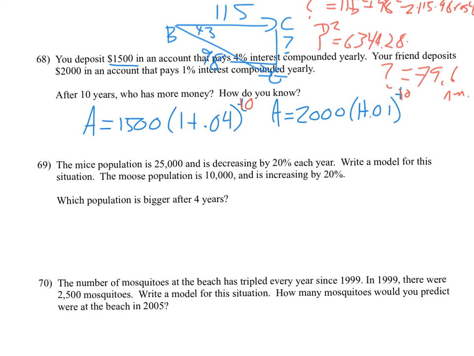So 1,500 times 1.04 to the 10 is 2220.37. And 2,000 times 1.01 to the 10 is 2209.24. You are going to have basically the same amount of money. You'll have $11 more than your friend.